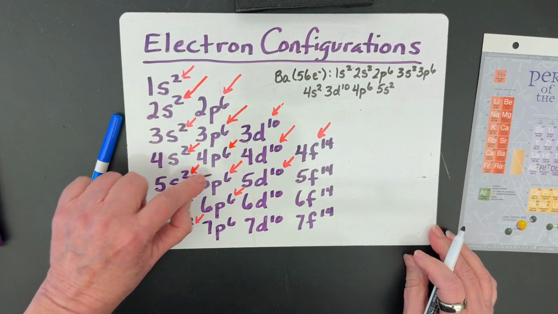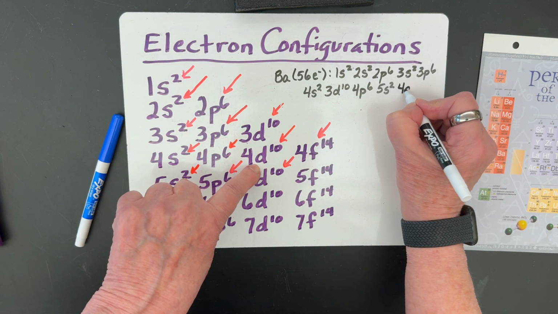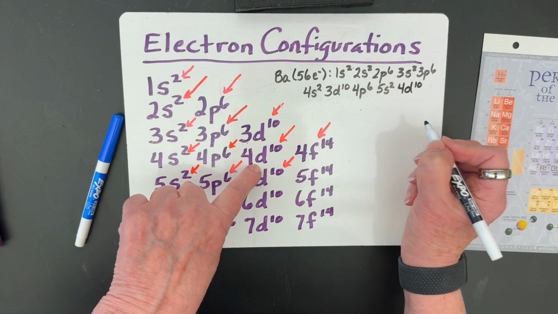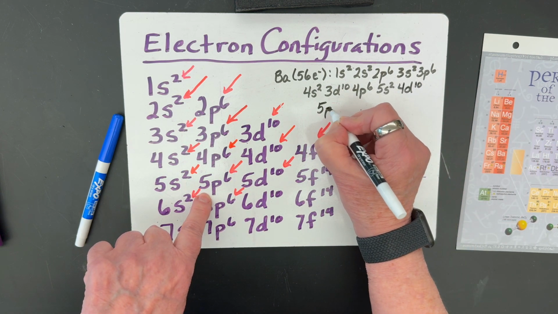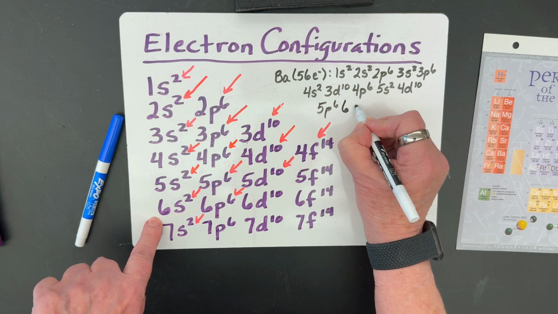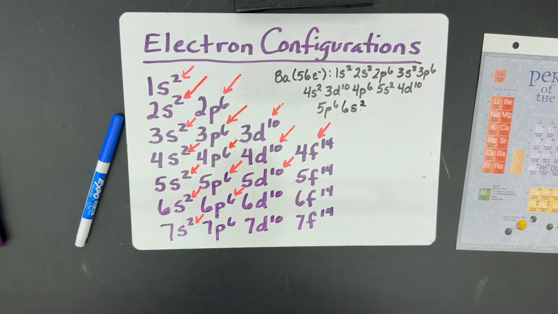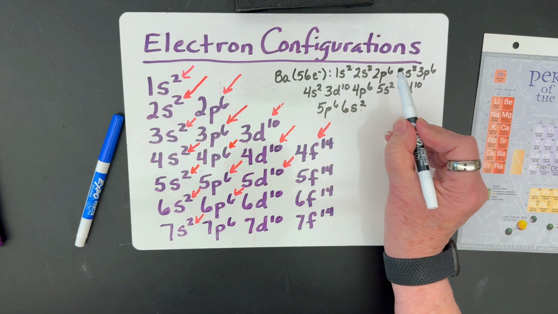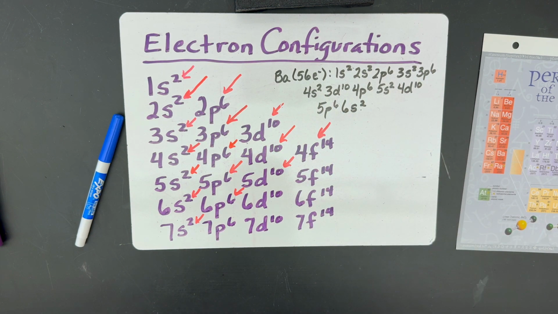Then after our 5s, we start at the top of the next one. We have 4d, it can hold 10. 5p can hold 6. 6s can hold 2, and that is 56. If we add up all of our little numbers up here, we've got to 56. So that is the electron configuration for barium.